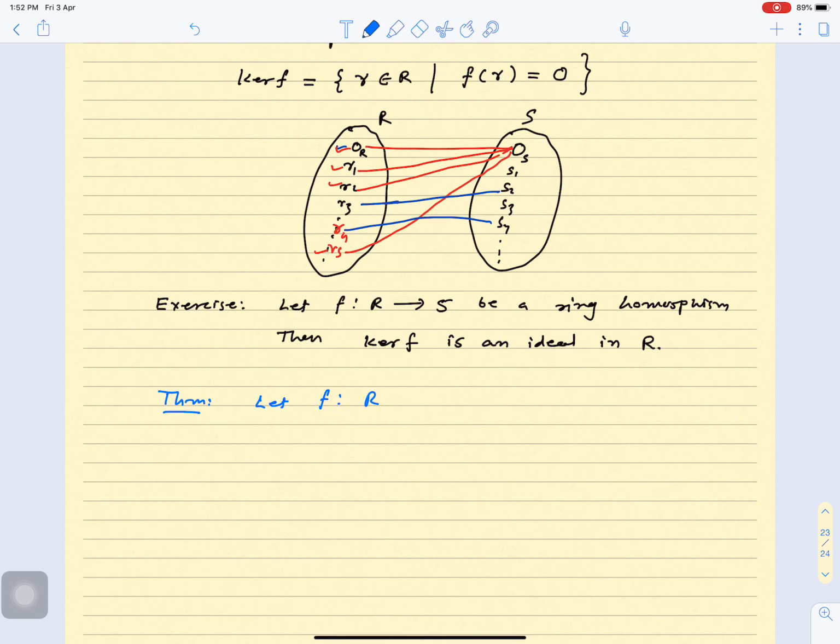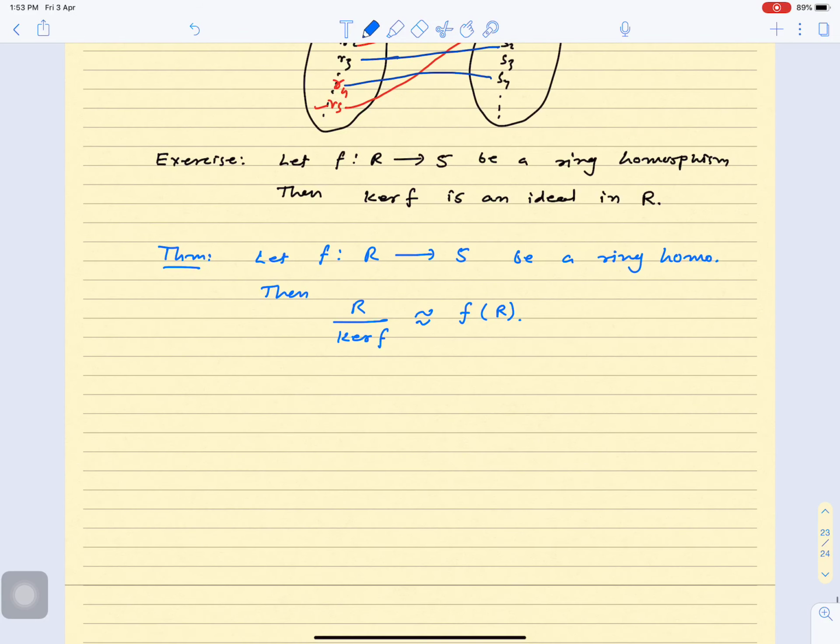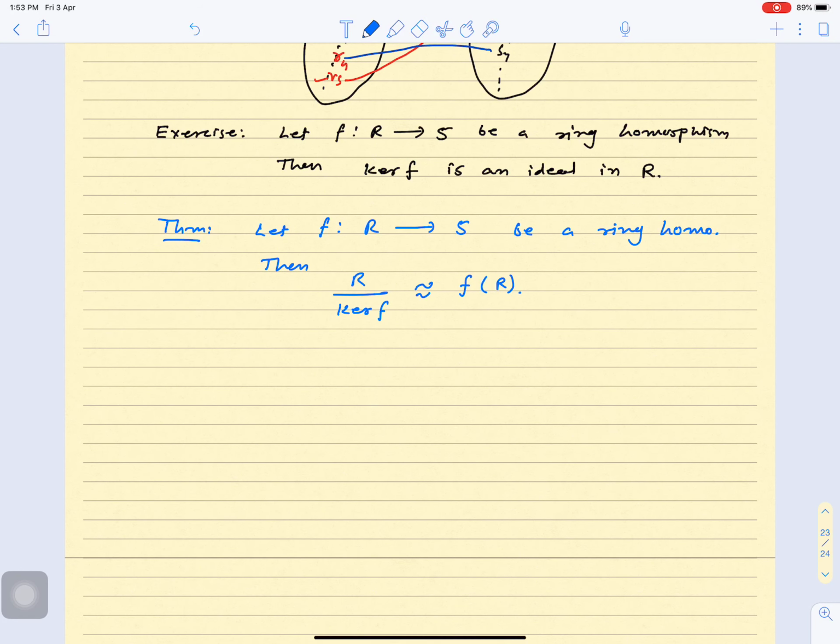Let f from R to S be a ring homomorphism. Then you can talk about R quotient kernel of f, and it will be isomorphic to f of R, the image of R. It is a similar result as we have seen in the case of groups. So let me discuss one example.